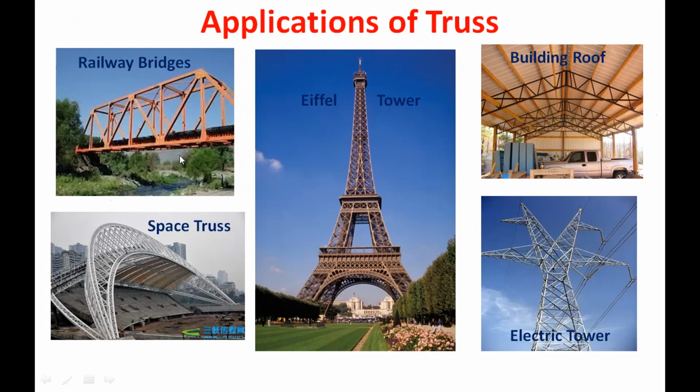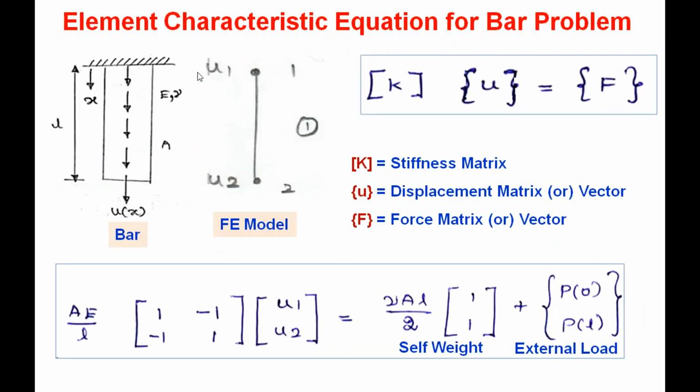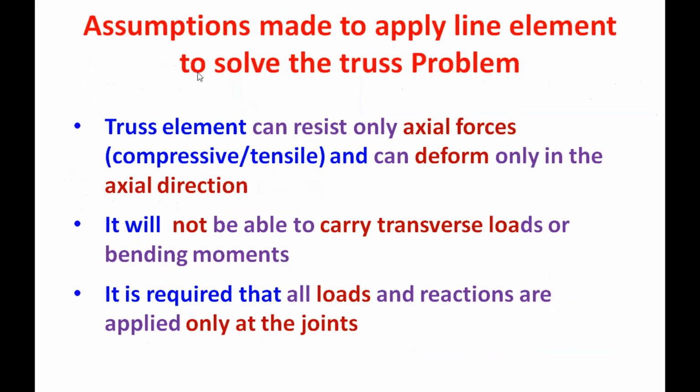It is not like a stepped bar or a tapered bar, right? In that case different sections will be in the same line, so we can use the line element easily. But here in case of truss we have different members at different orientations. So if you want to apply the bar element to solve this problem, we have to use these assumptions, then only can we apply the line element to solve the truss problem. So what are those assumptions? We will see. Truss elements can resist only axial forces.